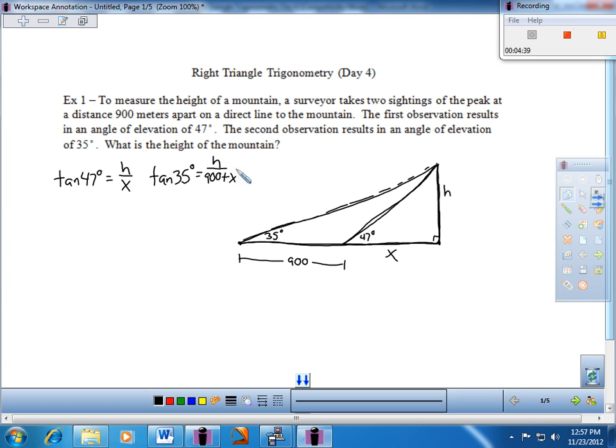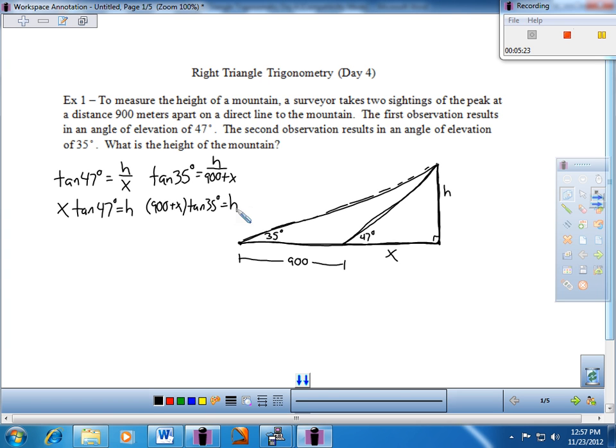Now what I'm going to do is kind of remedy a couple situations up on my board here, and you can follow suit on your paper. If you can find a different approach, that's perfectly fine, of course, by me. But I'm going to go ahead and kind of bring that x on up. So I'm going to say x times the tangent of 47 degrees, that's equal to h. And then I'm also going to remedy this one over here. I'm going to bring this on up and say that the 900 plus x times the tangent of 35 degrees, as a matter of fact, that's also equal to h.